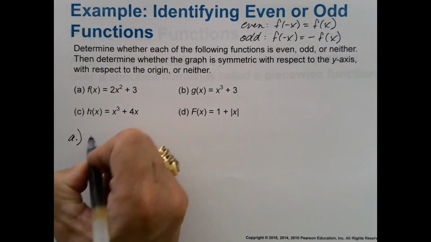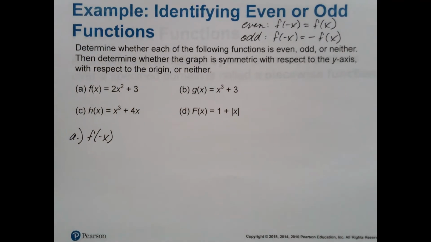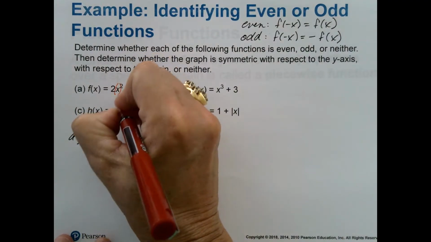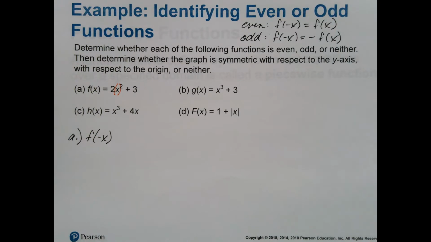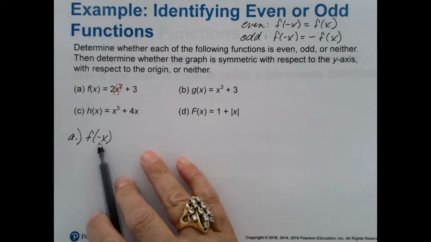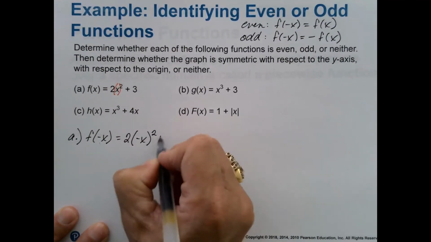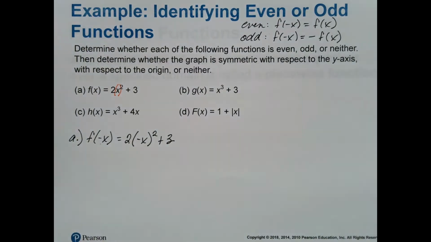Starting with A, if I plug negative x into my original function, remember, we're plugging in for x and only x. For each of these, in place of x, I'm going to plug in negative x. And so f of negative x will be 2 times negative x quantity squared plus 3. Plug negative x into the function where x once was. And now we just simplify.